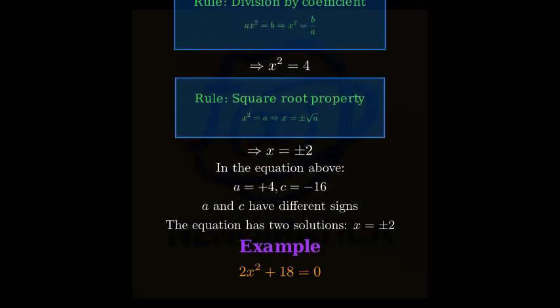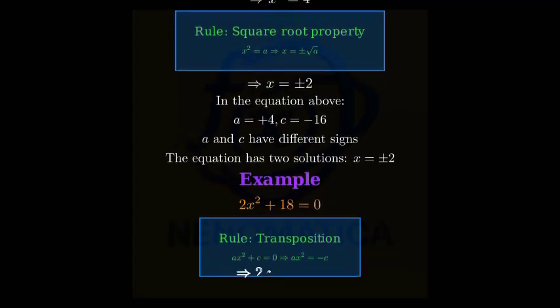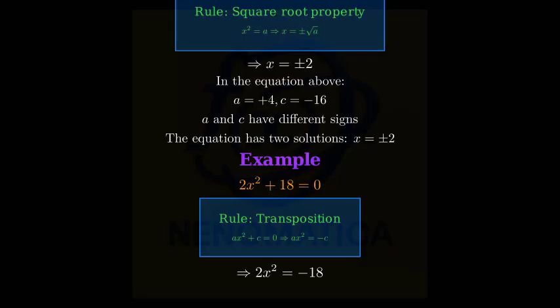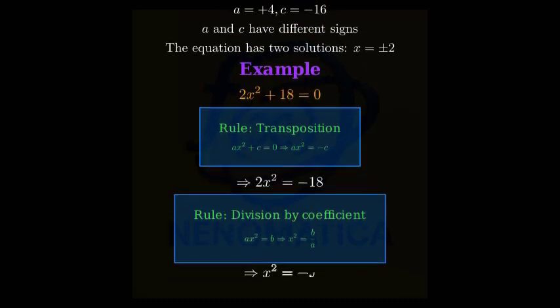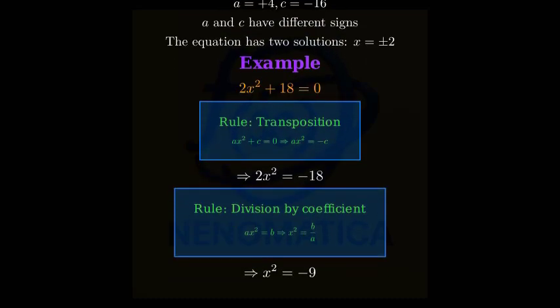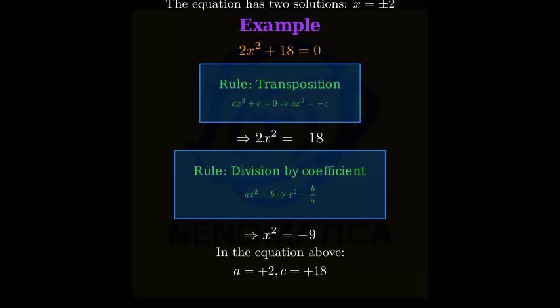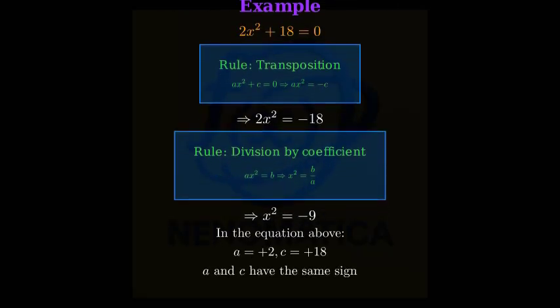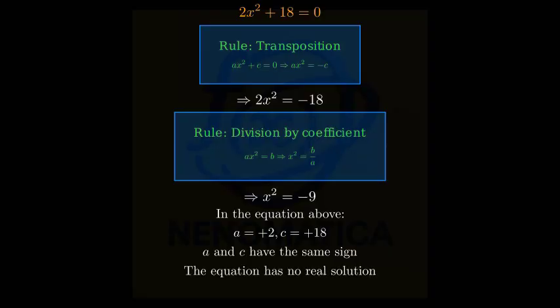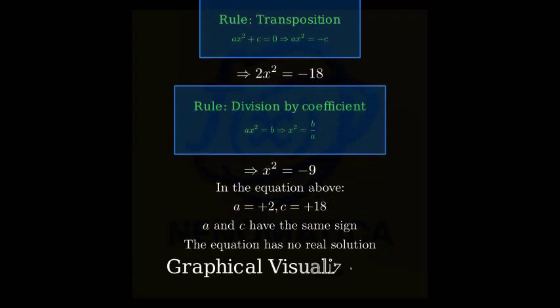We need to solve the equation 2x squared plus 18 equals 0. Step 1. We first isolate the terms with the variable on one side. 2x squared equals negative 18. Step 2. We divide both sides by the coefficient of x squared, which is 2. This gives us x squared equals negative 9. In this equation, we can identify a equals positive 2 and c equals positive 18. Notice that a and c have the same sign. Since x squared equals negative 9, and there's no real number that, when squared, gives a negative result, this equation has no real solution. Let's visualize these equations graphically.